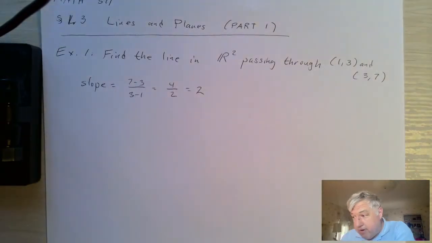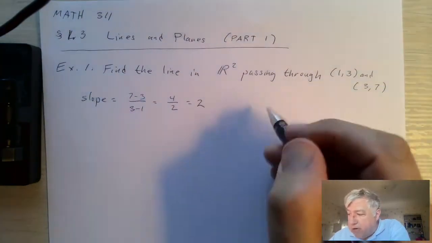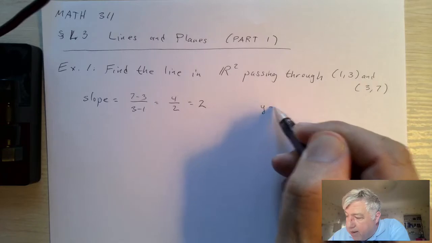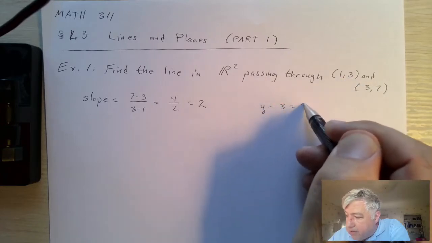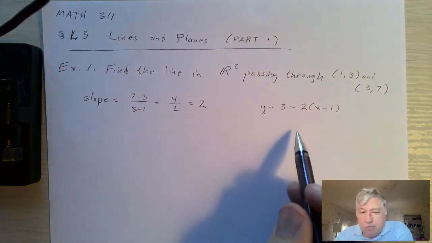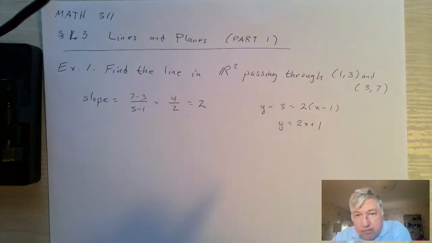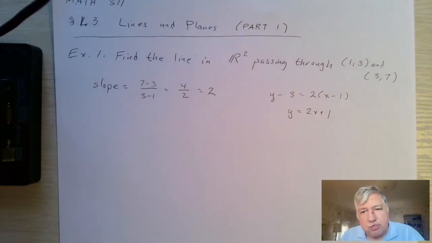And then we would find the equation of the line. We'd pick a point here. I'd use point-slope form, so I'd write y minus 3 equals the slope times x minus 1. Do a little algebra, and this becomes y equals 2x plus 1. Then maybe you would draw a picture for it, and then you'd be done with it, right?